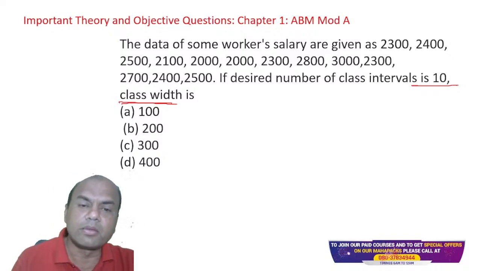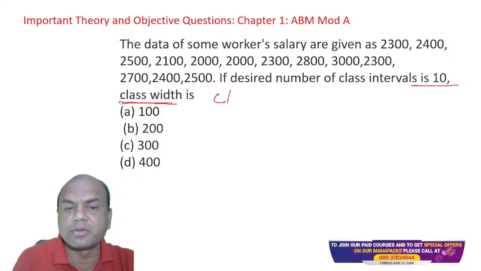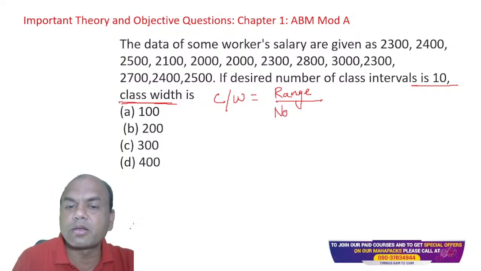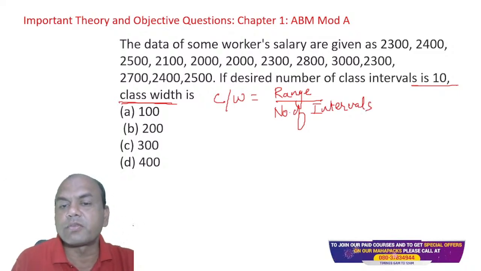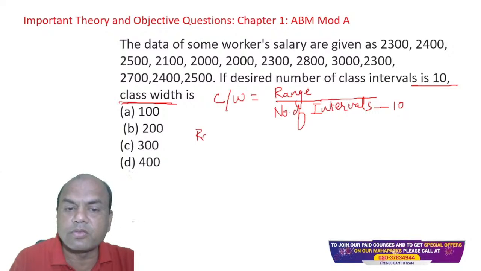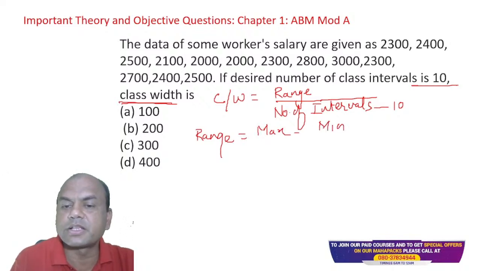How to find out the class width? Remember the formula for class width. I'll write CW. Class width equals range upon the number of intervals required. Range upon number of intervals. The number of intervals you know already, 10. But what is the range? How to find out the range? Always remember, range equals maximum number minus minimum number. Maximum minus minimum.